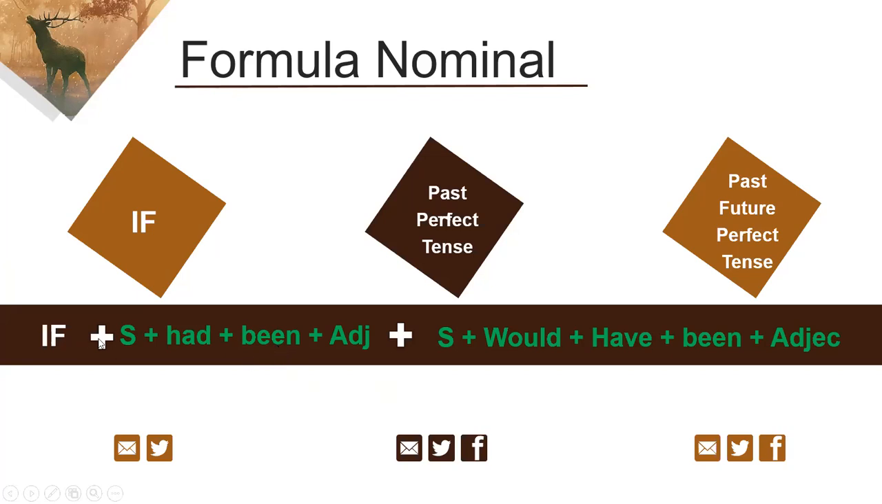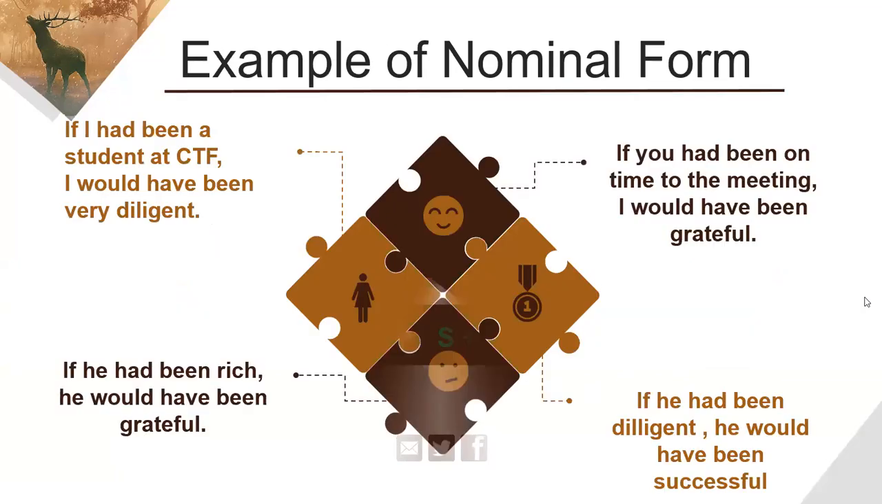So if I had been, adjective, and it's connected with an adjective because we don't have an acting verb here. Been is connected with an adjective, not an object. And then as the result clause, subject plus would plus have, and also we use been here, connected with an adjective. Right, so an example, if I had been a student at XII Foundation, I would have been very diligent.